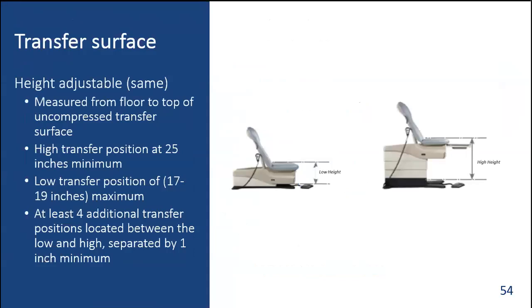The height of the transfer surface is the same as M301. The height should be adjustable with the low transfer position between 17 to 19 inches maximum and a high position of 25 inches minimum, with at least 4 additional transfer positions separated by 1 inch minimum.